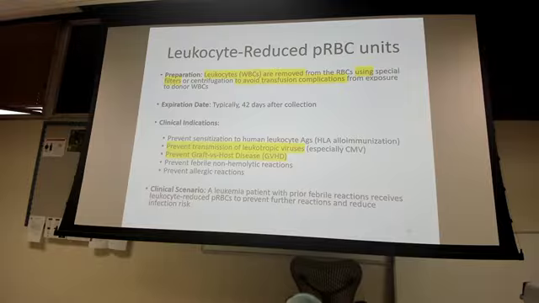All right. So leukocyte-reduced PRBCs. Pretty much the white blood cells have been wiped out. We've removed them through a series of tests and filters and centrifugation. And once you have a leukocyte-reduced PRBC, this unit is good for 42 days.